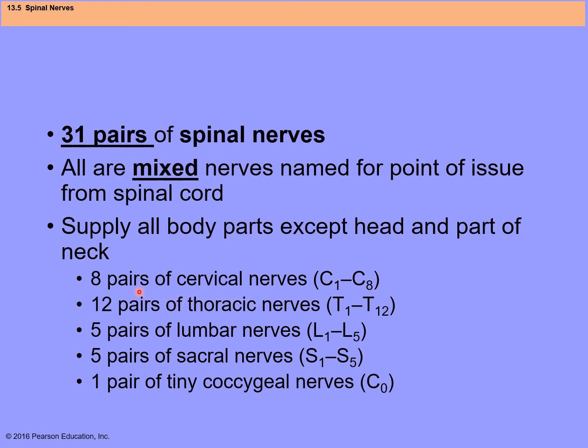You're going to have 8 pairs of cervical nerves because you have 7 cervical vertebrae. At the top, the first C1 nerve comes out above the C1 vertebra, and then you have one that comes out underneath it. So you have 8 pairs of cervical nerves. You have 12 pairs of thoracic nerves, 5 pairs of lumbar nerves, 5 pairs of sacral nerves, and just 1 pair of the coccygeal nerves, which are quite small.